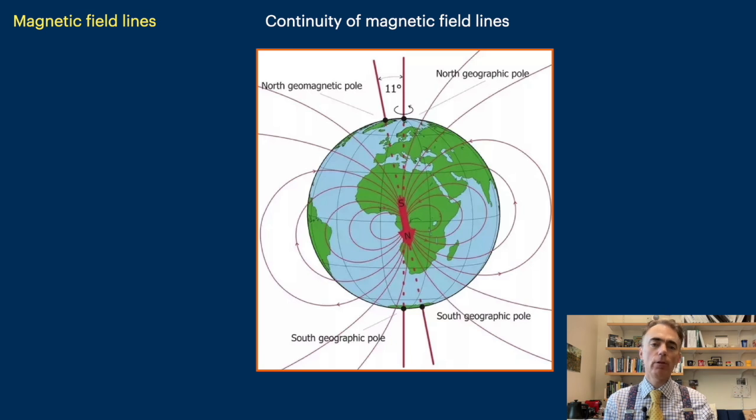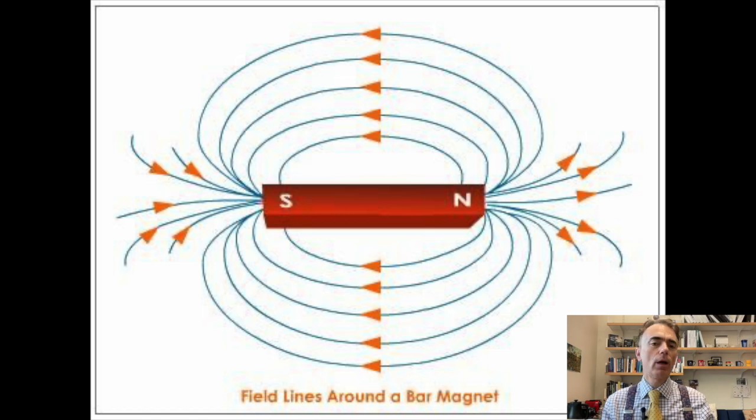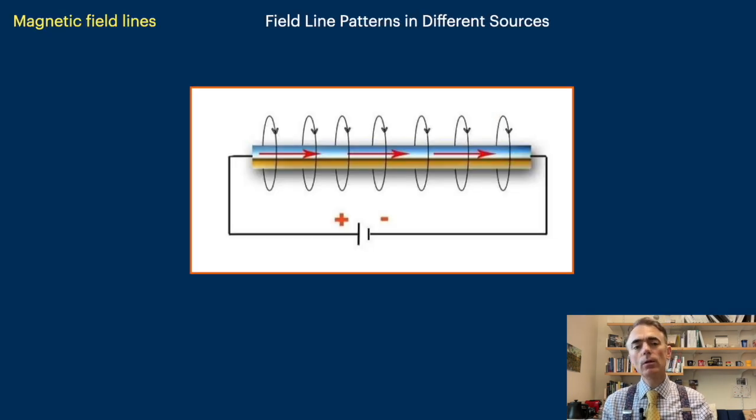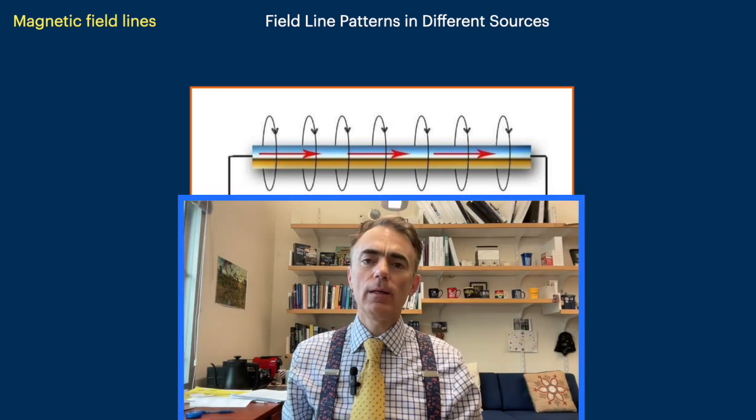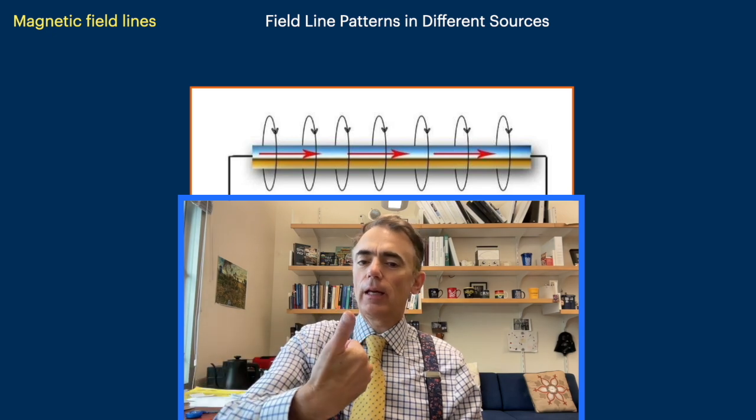The field lines around a bar magnet emerge from the north pole, curve outward, and enter the south pole. This creates a characteristic butterfly or dipole pattern. Around a straight current-carrying wire, the magnetic field lines form concentric circles around the wire, with the direction given by the right-hand rule. If the current is in the direction of the thumb, the fingers curl in the direction of the magnetic field.